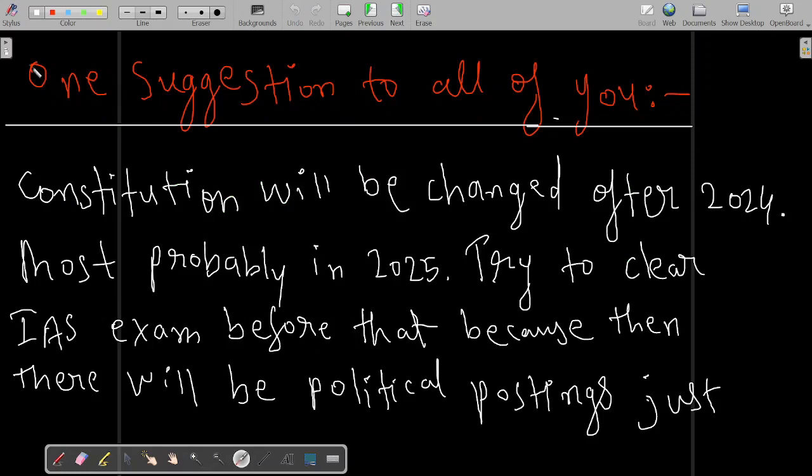I am just telling you the truth. One suggestion to all of you is that the Constitution will be changed after 2024. This is very sure. I am very sure about it.